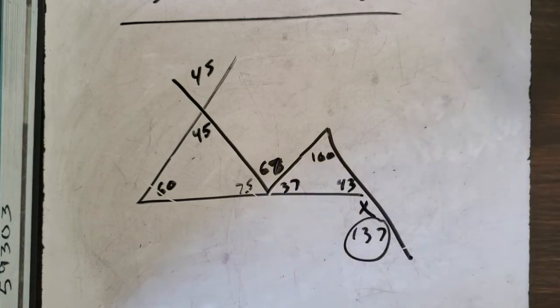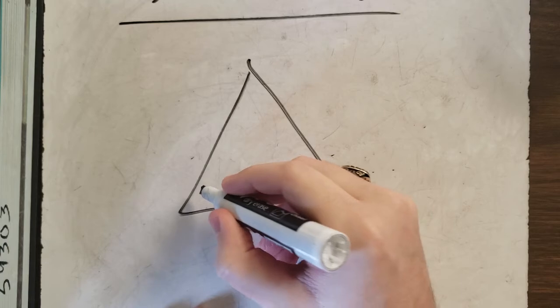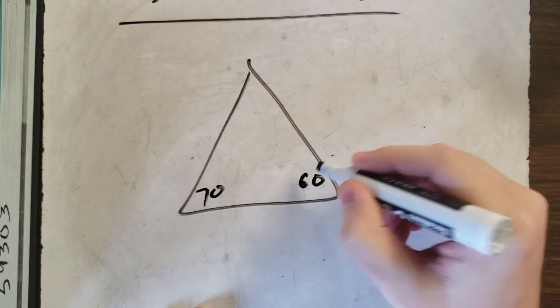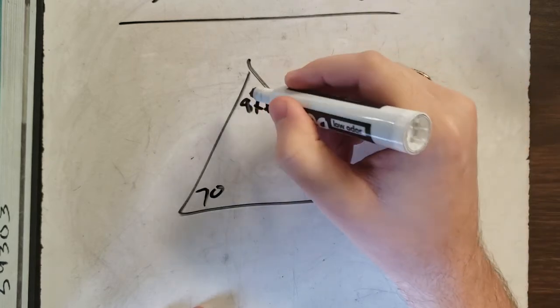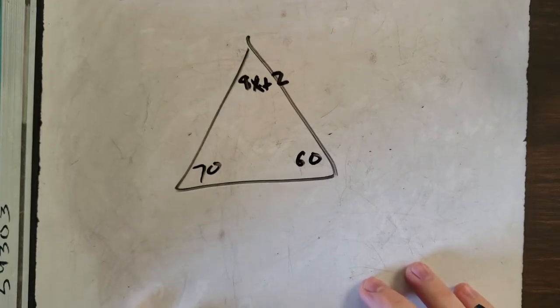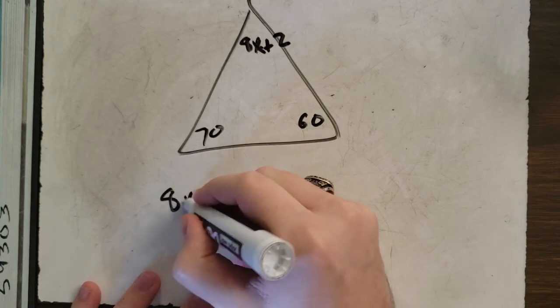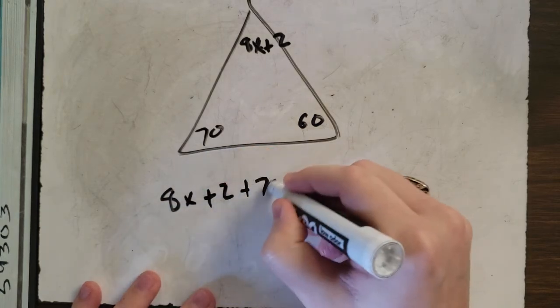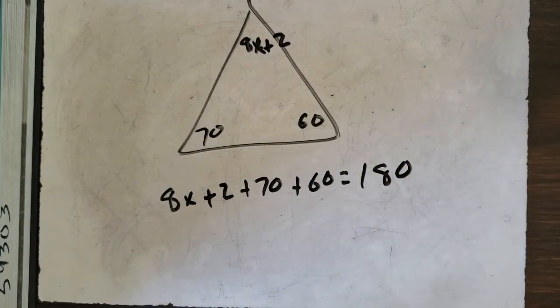Let's do one more. Sometimes you're going to see this, where they throw in some letters for you. 70, 60, 8x plus 2. And you have to figure out what the x is. Once again, we know all three add up to 180. So just set it up: 8x plus 2 plus 70 plus 60 equals 180.